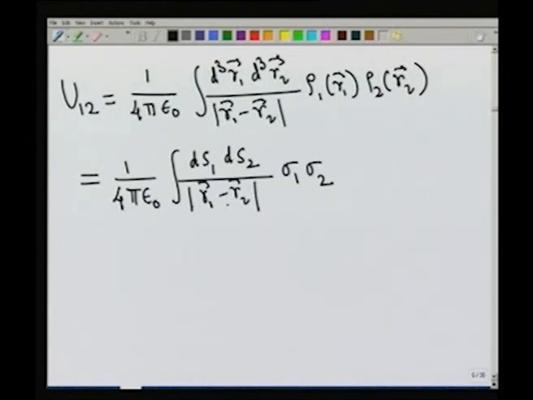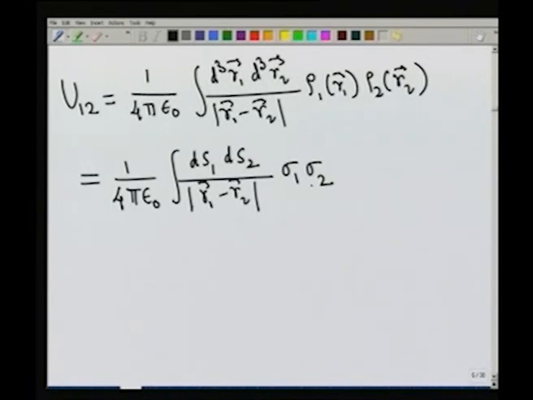This is my expression for the energy, and you should convince yourselves that it has the right dimension. Sigma 1 ds1 gives you one charge, sigma 2 ds2 gives you another charge. Therefore, it has the dimension of q1 q2 by r with the factor 1 over 4 pi epsilon naught, and that is indeed the correct expression.